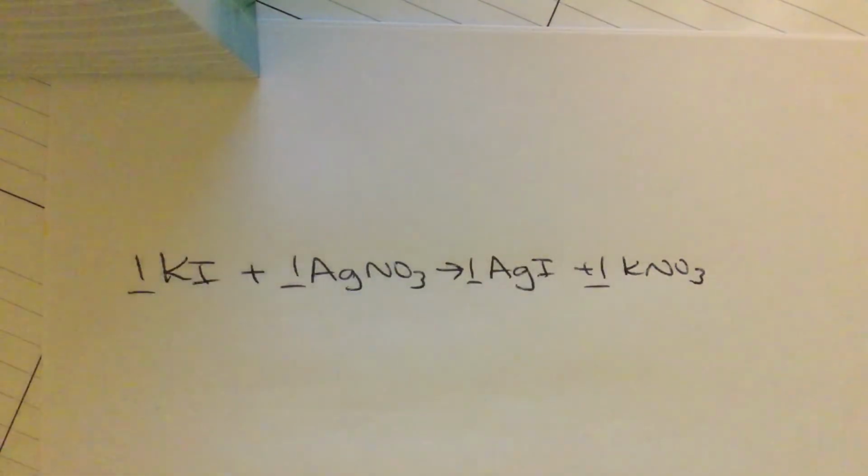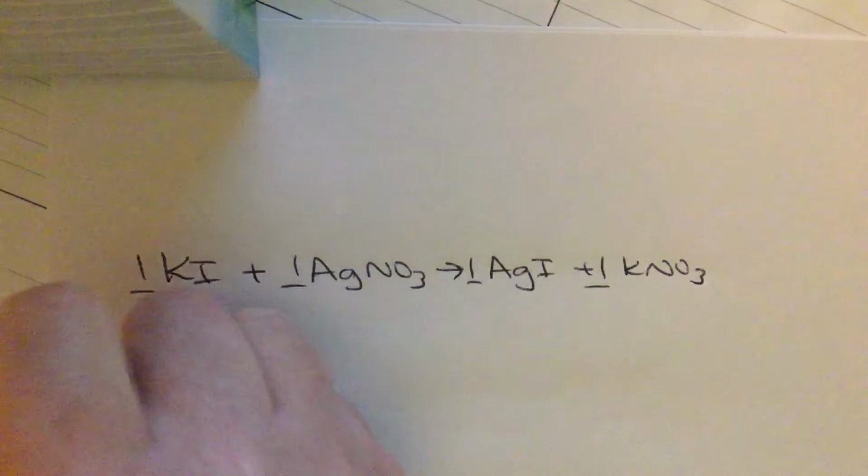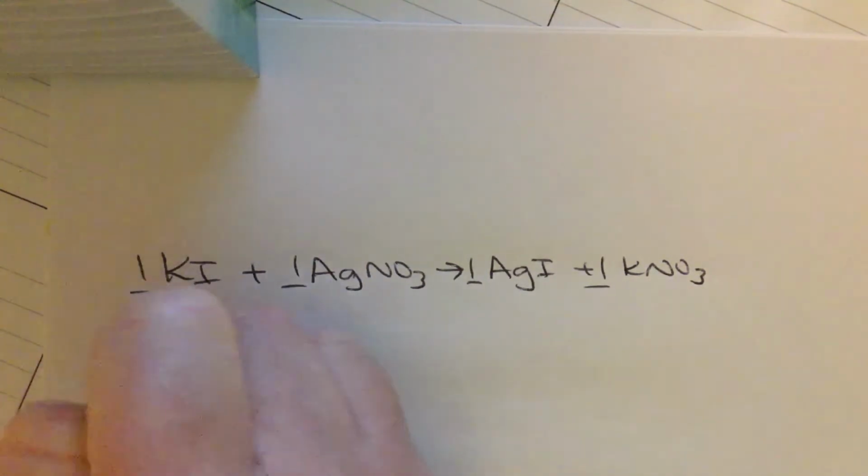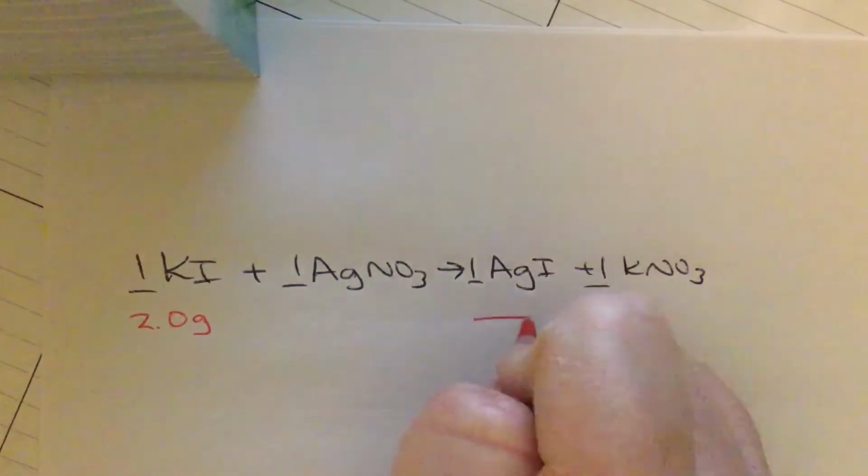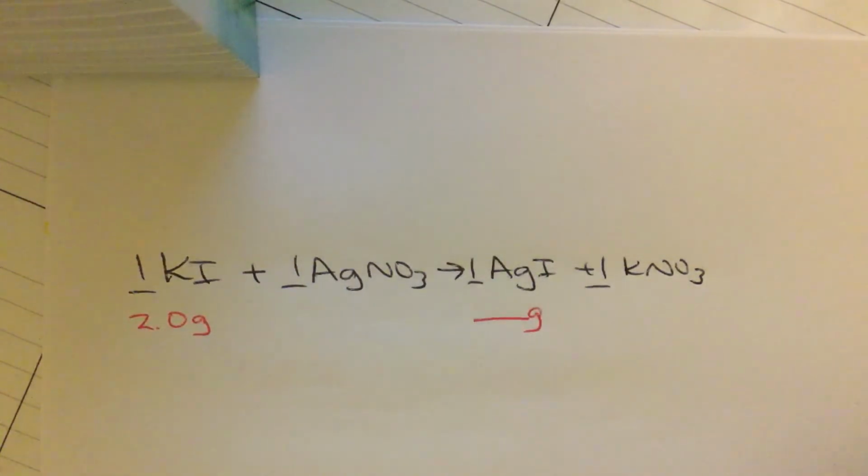And okay, if I say I've got 2.0 grams of potassium iodide, how many grams of silver iodide will I make? Why don't you pause the video, see if you can do it yourself, and then come back in a few minutes and check your work against mine.